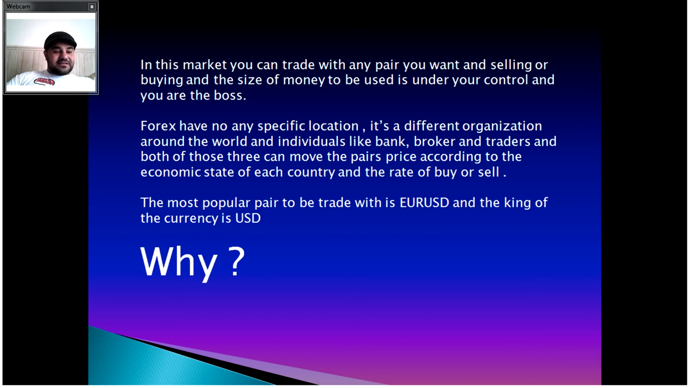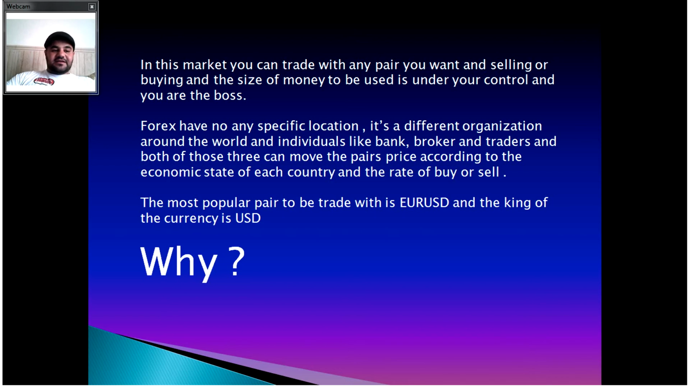Another specialty is that this market does not have a specific location. It is just controlled by traders, banks, and also brokers. And the most popular pair in trading is EUR/USD. Why? Due to the largest economy in the world, the USA. The USA has the largest economy in the whole world. That's the main reason. Also, the economy in the eurozone is good, sometimes it's bad.